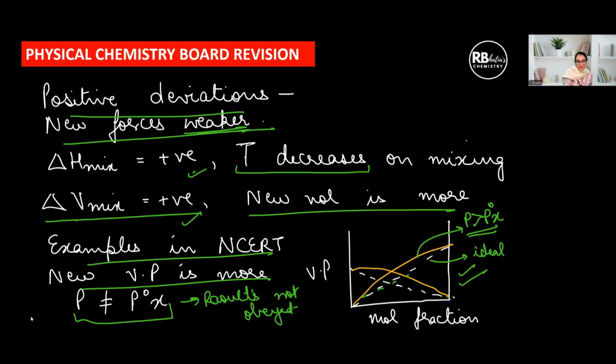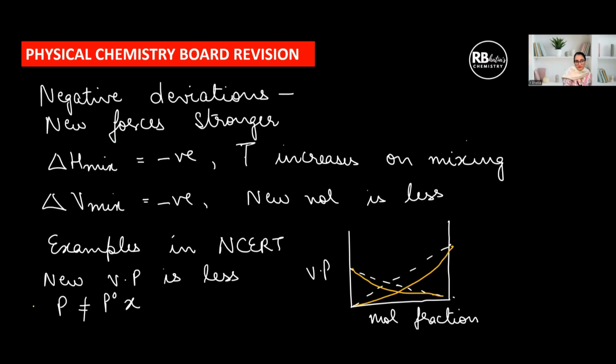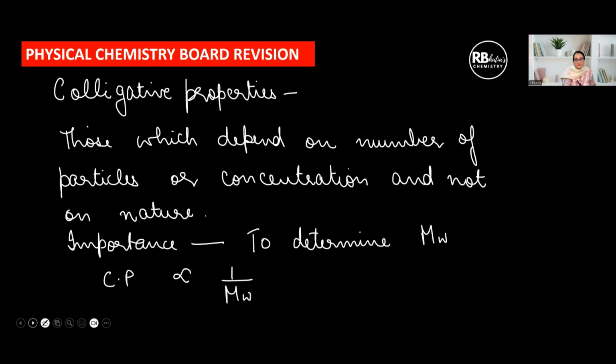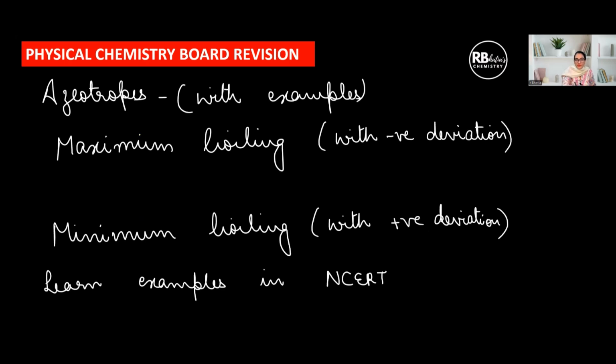And exactly on the same lines, you're going to think of negative deviations, similar concepts under negative deviations. Then we have azeotropes. With examples, learn maximum boiling azeotrope, minimum boiling azeotrope. The gist is maximum boiling azeotropes are formed by all those mixtures which have negative deviations, and minimum boiling with positive deviations. Learn examples in NCERT. You can be asked to identify or write a note or define. And children, in case you are asked to define or write a note, it's mandatory that you mention one or two examples with your answer, even if not asked.